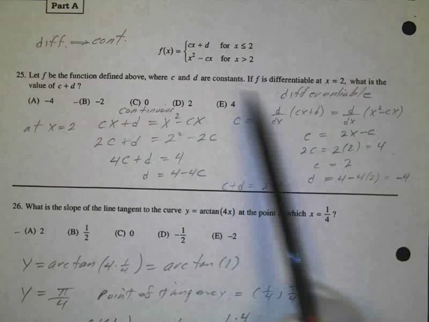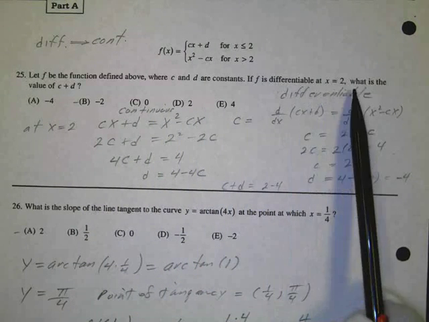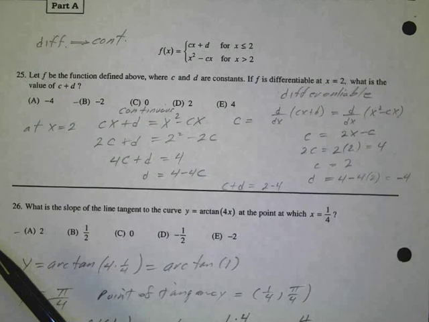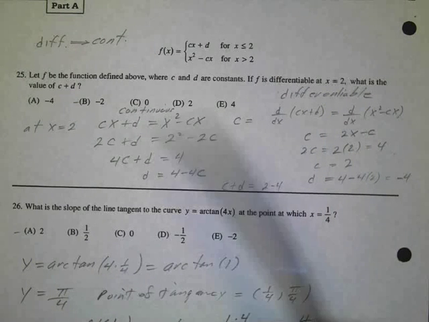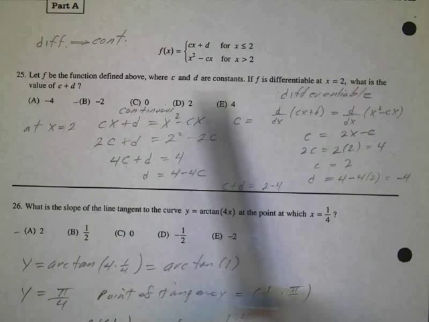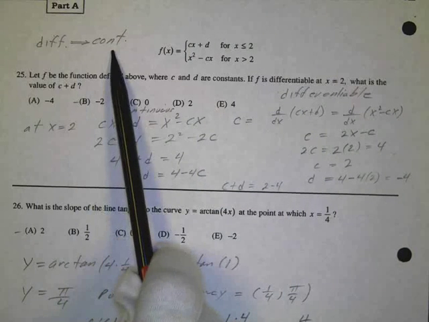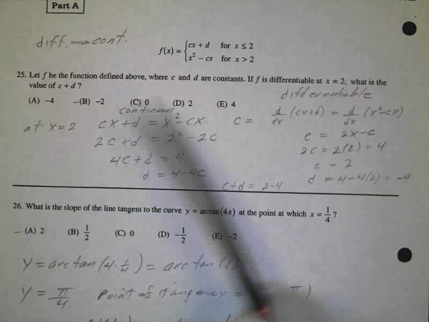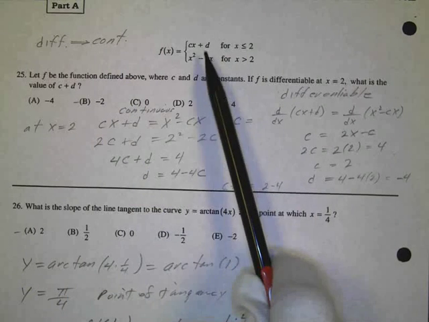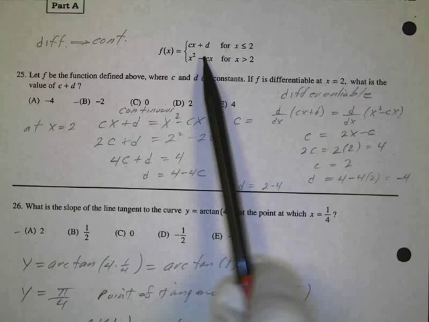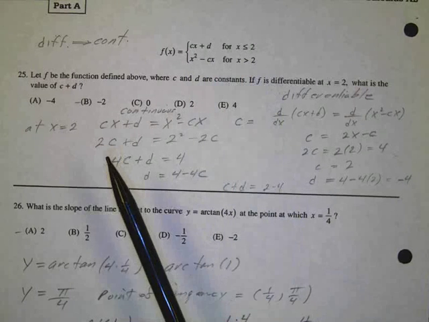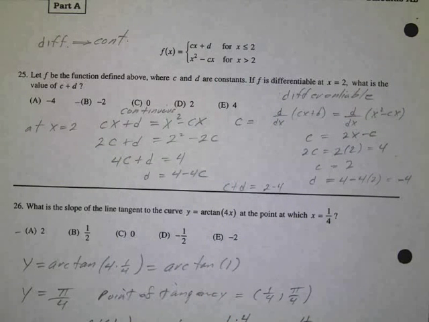Okay, let f be a function defined above where c and d are constants. If f is differentiable at x equals 2, what is the value of c plus d? Okay, so now remember this. Differentiability implies continuity, so we know it's continuous. If it's continuous, there won't be any little holes here. So the vertical position here will be equal to the vertical position here at 2.